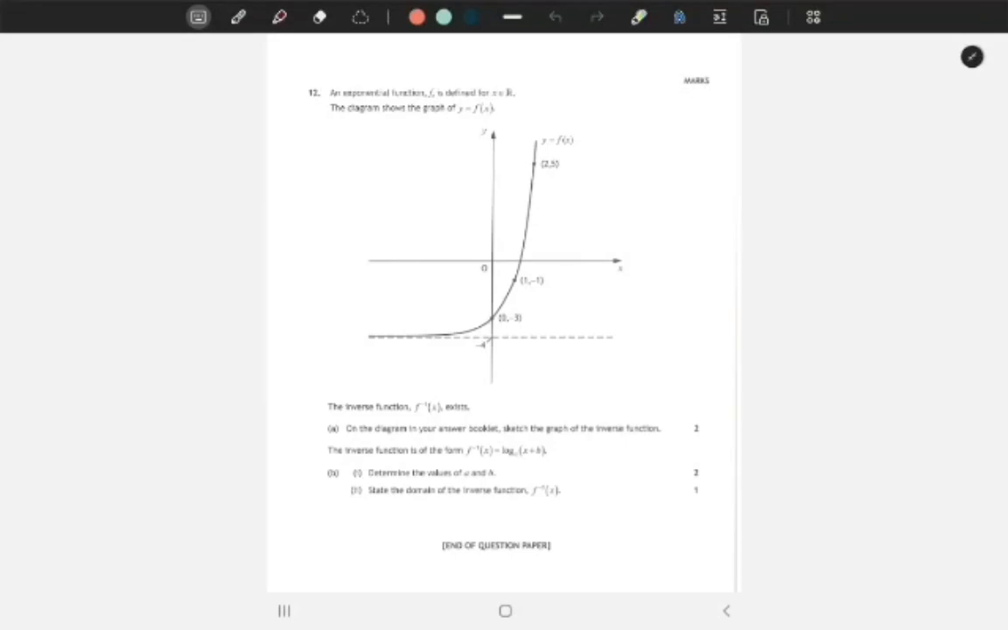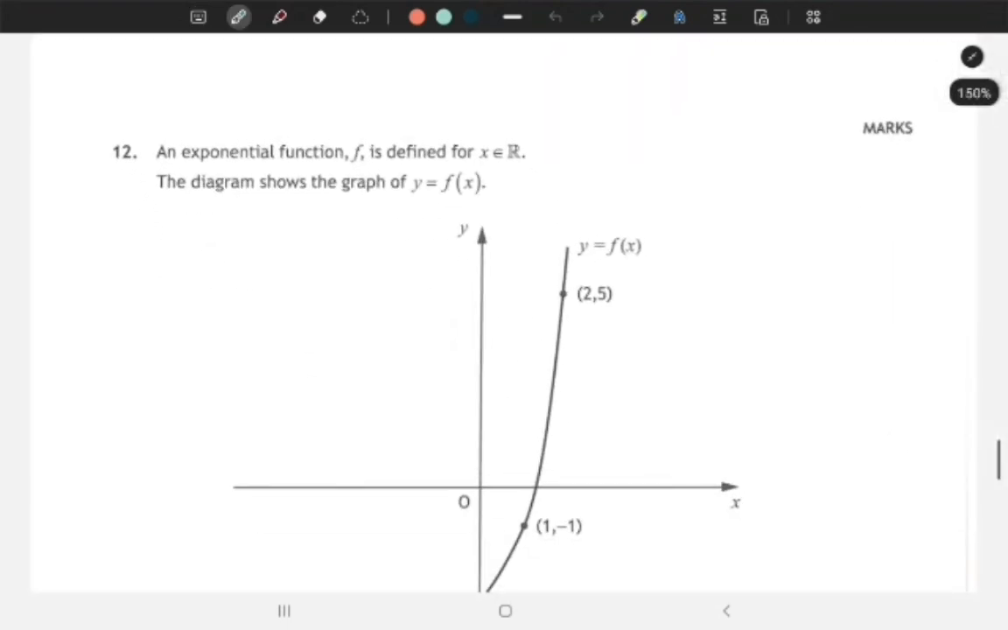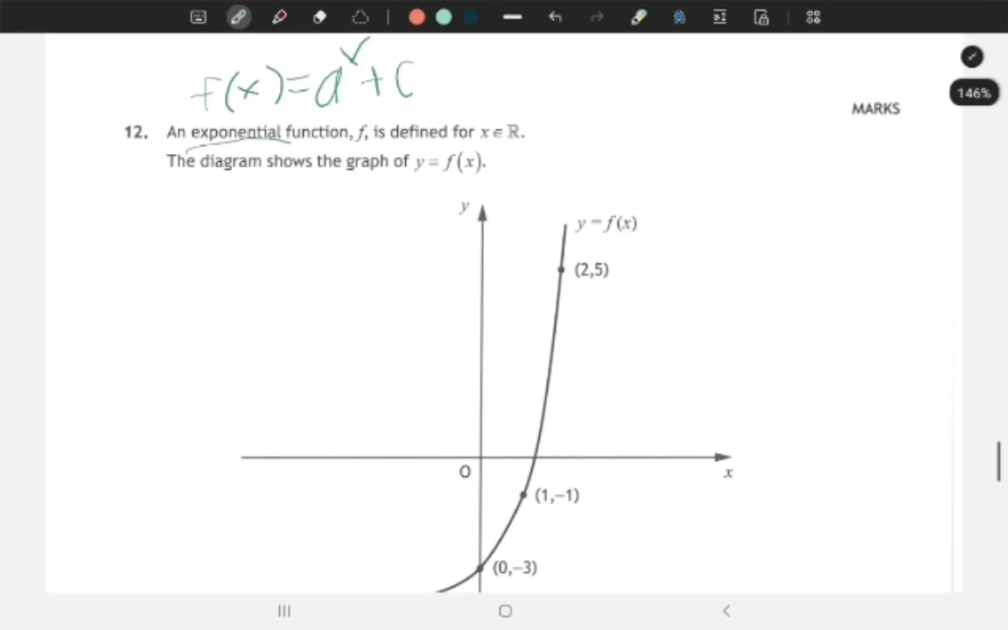To solve this question and get full marks, we must first analyze that, since it is an exponential function, the function of x is equal to a to the x plus a constant c, and the function is defined such that x is an integer.